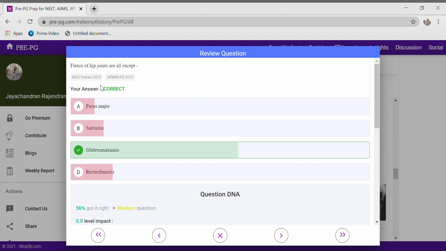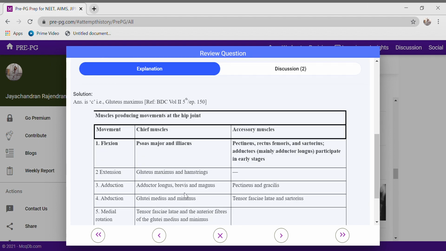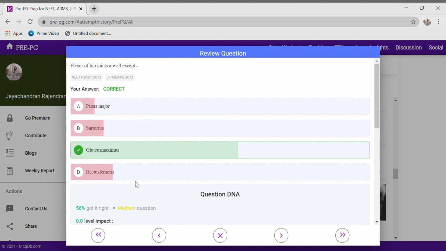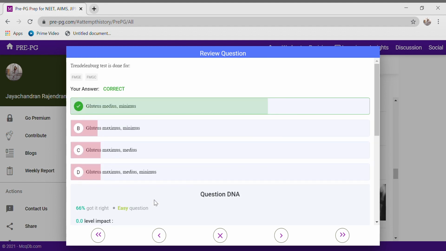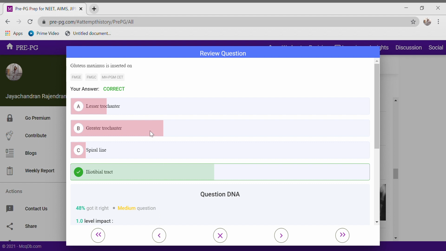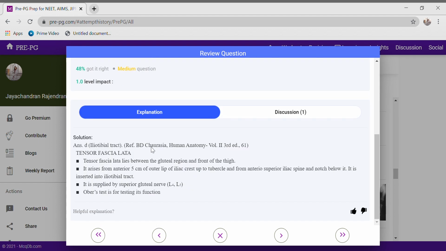Next, flexion of the hip joint is caused by psoas major, sartorius, rectus femoris, but gluteus maximus causes extension only, along with the hamstring muscles, which cause extension of the hip joint and flexion of the knee joint. So except maximus, you should choose medius and minimus, which are Trendelenburg positive. Gluteus maximus gets inserted into the iliotibial tract.